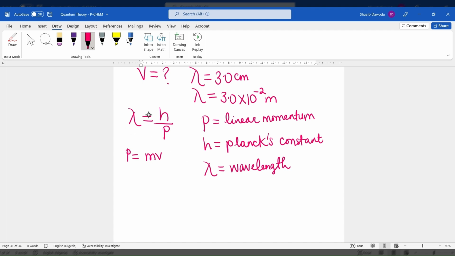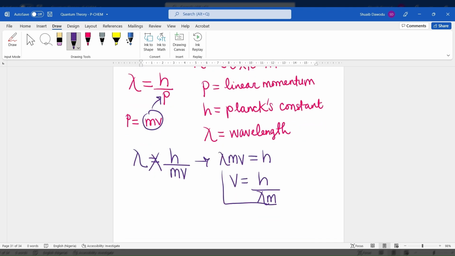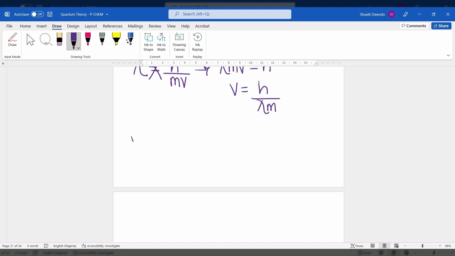So all we can simply do right here is substitute. So lambda is equal to h divided by, we're going to substitute mv for p here. So h divided by mv. So we cross multiply and we end up getting lambda times m times v is equal to h, where v is equal to h divided by lambda m. So that is it. v is equal to what? v is equal to h divided by what? Lambda m.